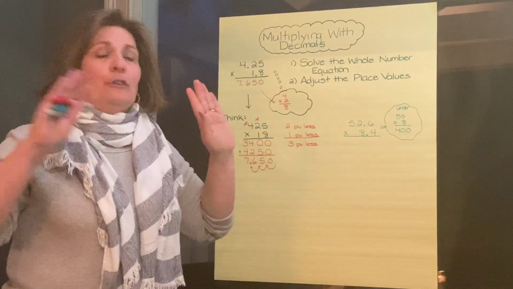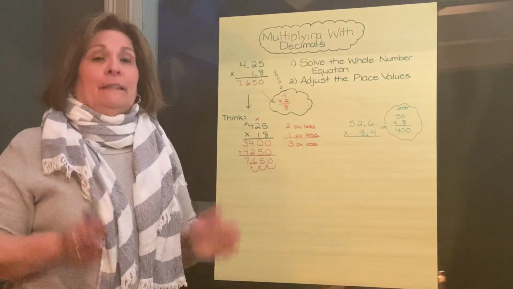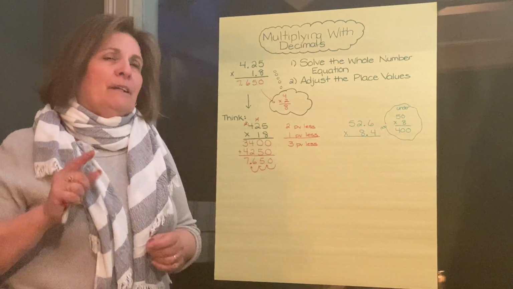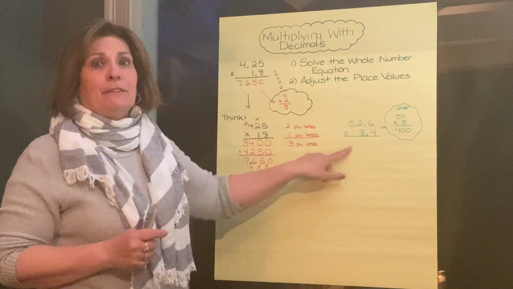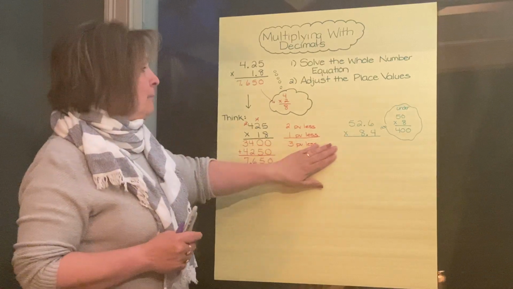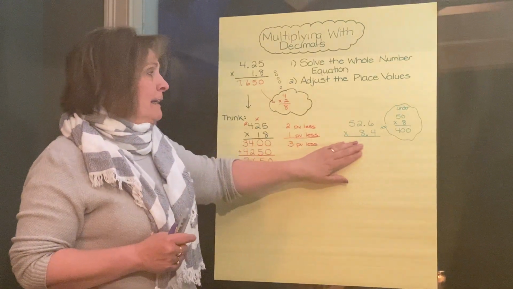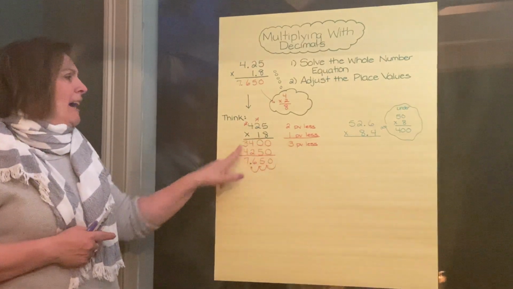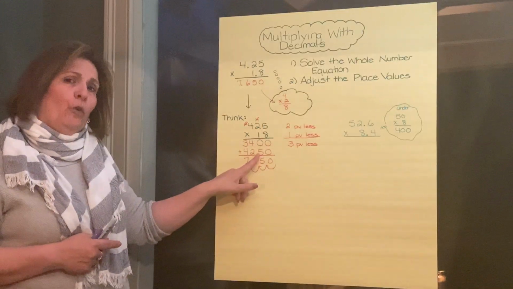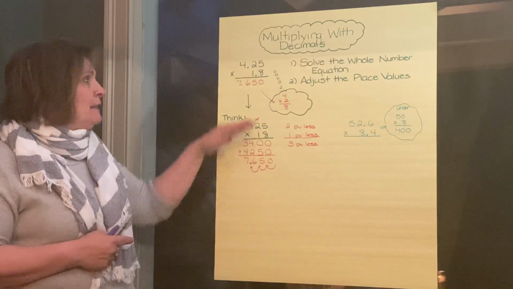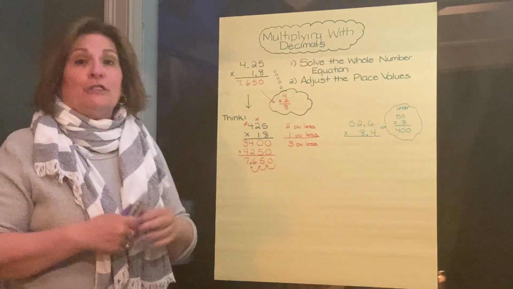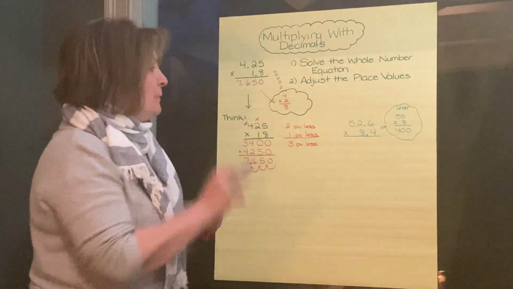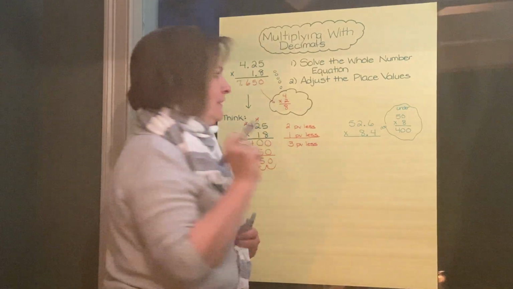I am not going to put any decimal points in my partial products, and that's really important because that is something that might mess you up later on. So we're not going to put in any decimal points. In the same way, we don't put any commas when we're doing whole numbers. We wait until the end to put our commas in when we're solving whole number multiplication problems. So here we go, using the standard algorithm.